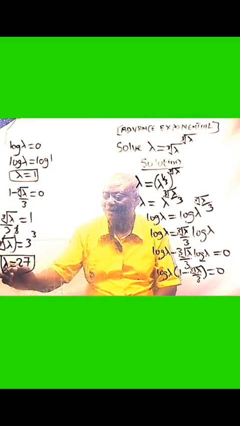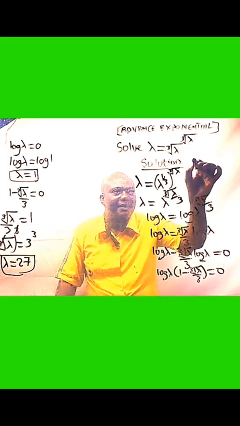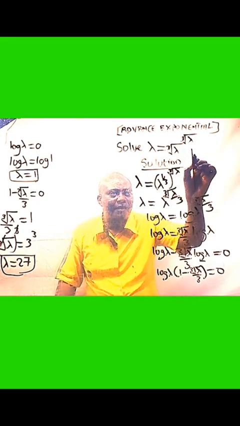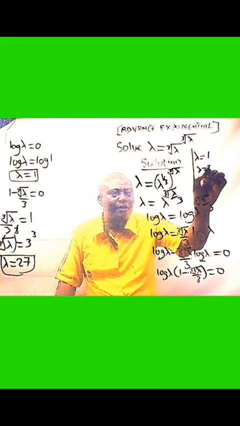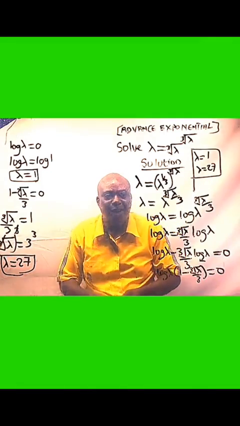That is it. So the value of lambda is either equal to 1 or lambda equals 27. And that is how to solve this problem.